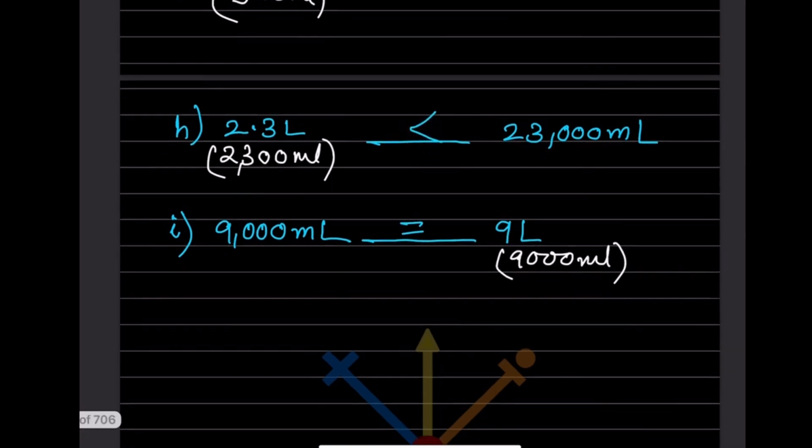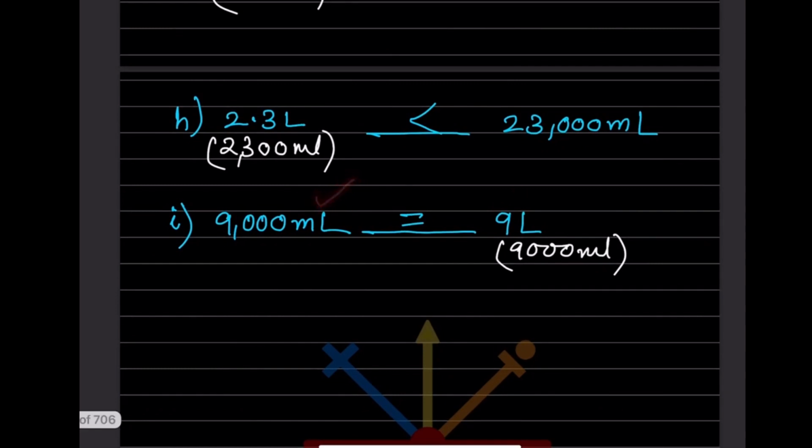So the next one. Now this is in milliliter and this is in liter. So now I converted this, the liter part. 1 liter is again 1000 milliliter. So 9 liters will be how much? That will be 9000 milliliter. So this 9000 and this 9000 both are the same. So it's going to be equal.